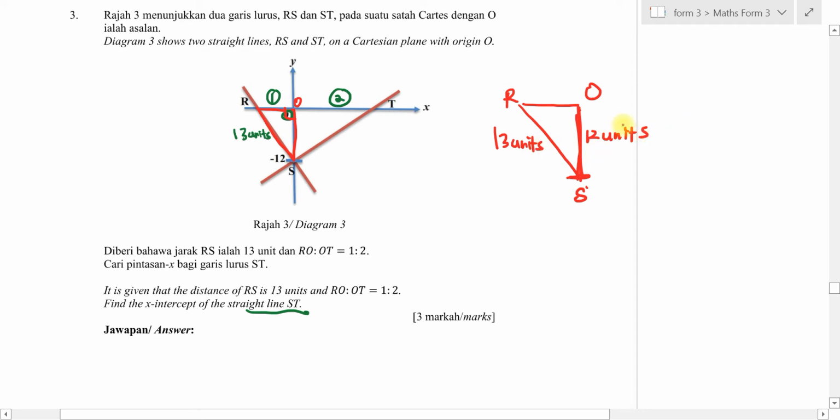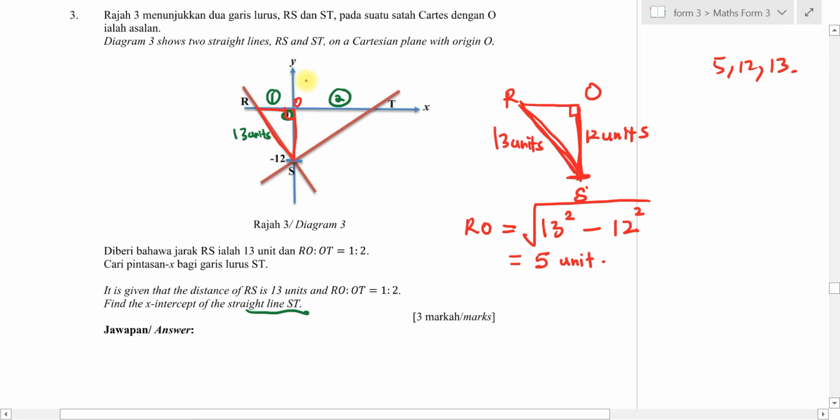If you recall the triplets of Pythagoras theorem, we know that 5, 12, 13. So for RO, use your Pythagoras theorem. This is your hypotenuse. Okay, 13 square minus 12 square, and don't forget to square root them. So you will get the answer 5 units.